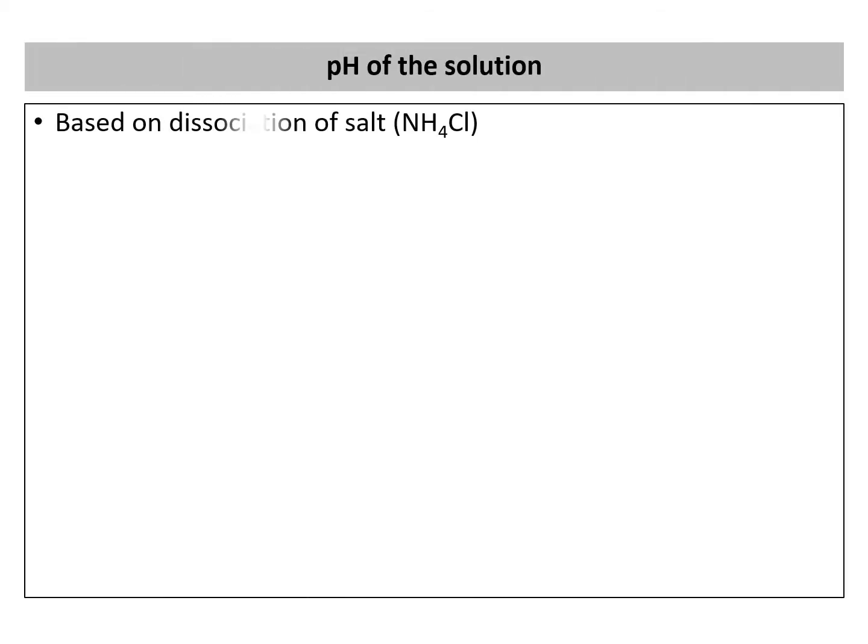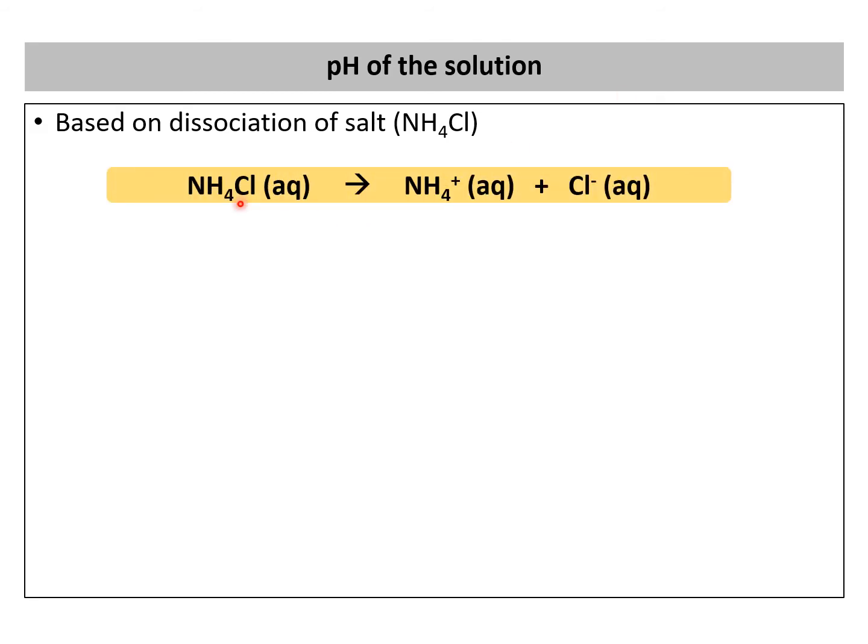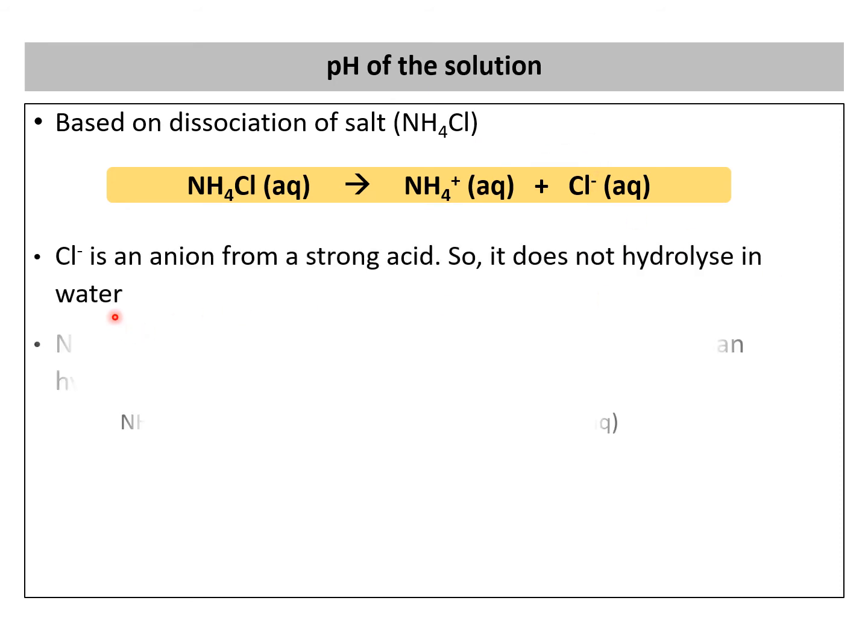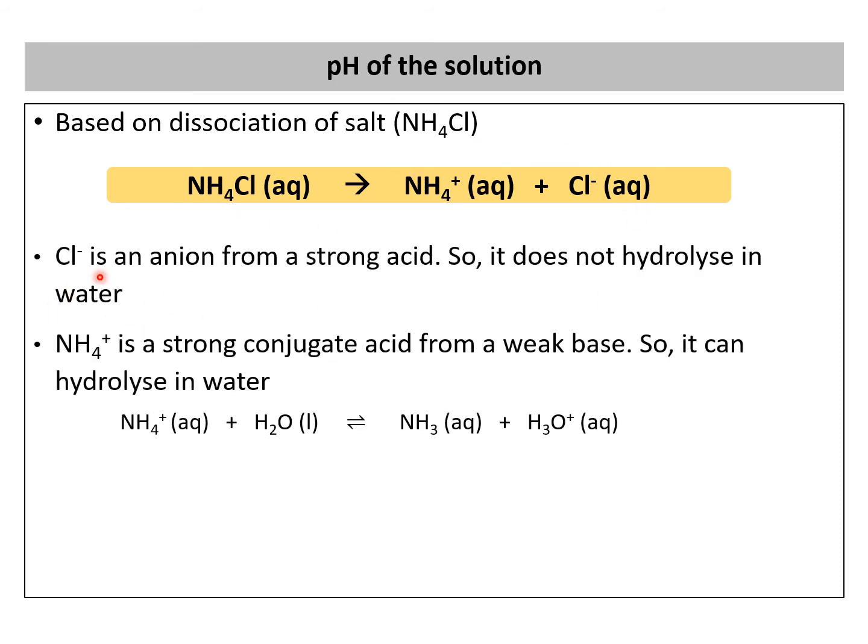So, let's take a look. Okay, so pH of the solution. So, based on dissociation of salt, okay, tulis equation dissociation dekat sini. NH4Cl akan jadi NH4 plus, Cl minus. Okay, so analyze setiap satu. So, Cl minus is an anion from strong acid, so it does not hydrolyze in water. NH4 plus is a strong conjugate acid from a weak base, so it can hydrolyze in water.